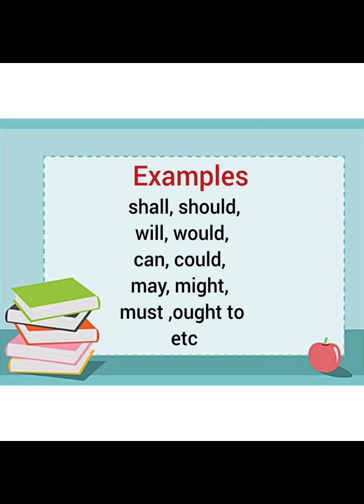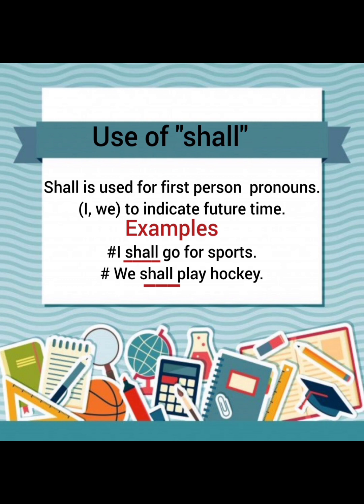First of all, shall is used for first person pronouns that are I and we to indicate future time. Examples: I shall go for sports. We shall play hockey. For first person singular pronouns, we use shall.